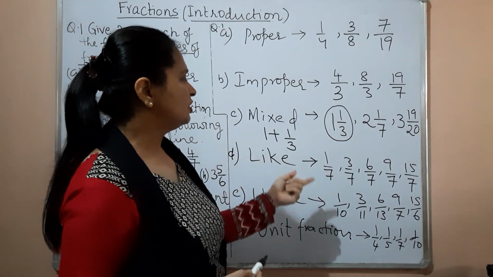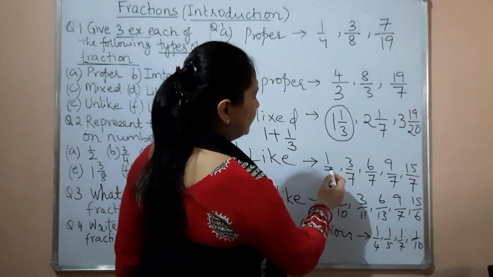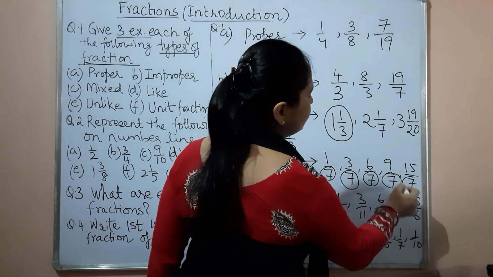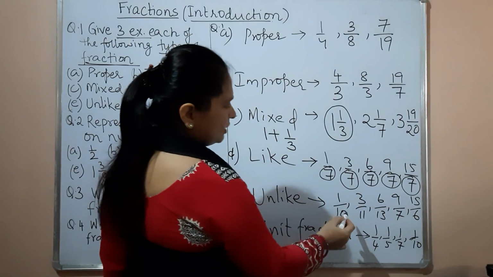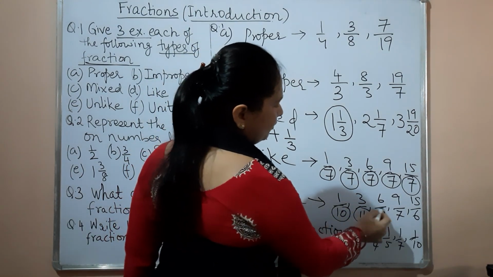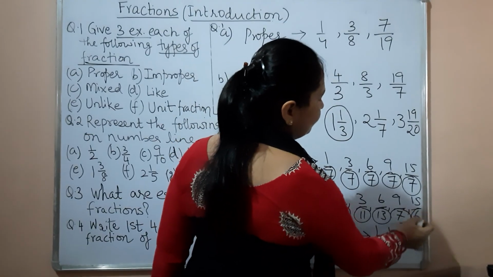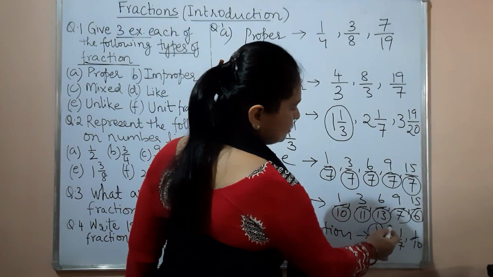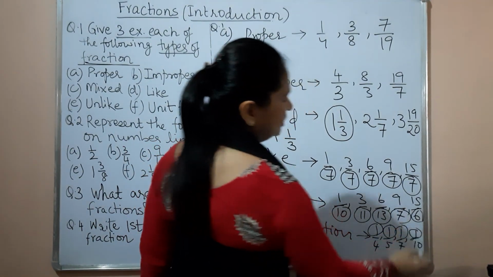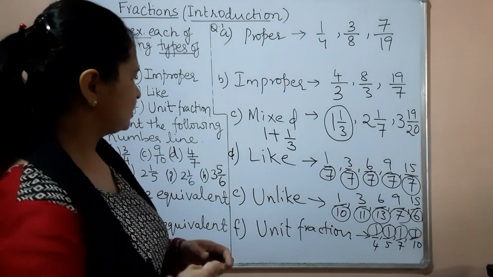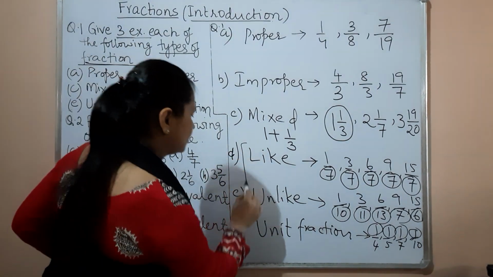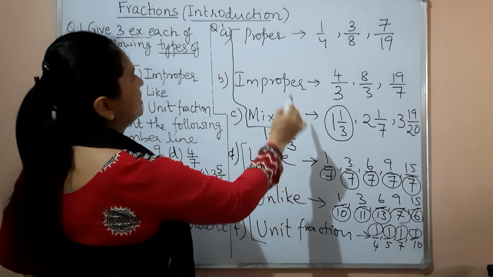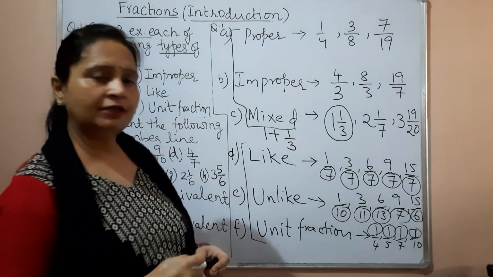Now like fraction, you can observe that the denominators in all the like fractions are the same. Then unlike fractions, the denominators are different. And unit fraction, you can see there is 1 in the numerator. Now see, these 3 are different categories and these 3 are different categories. In what way are they different?